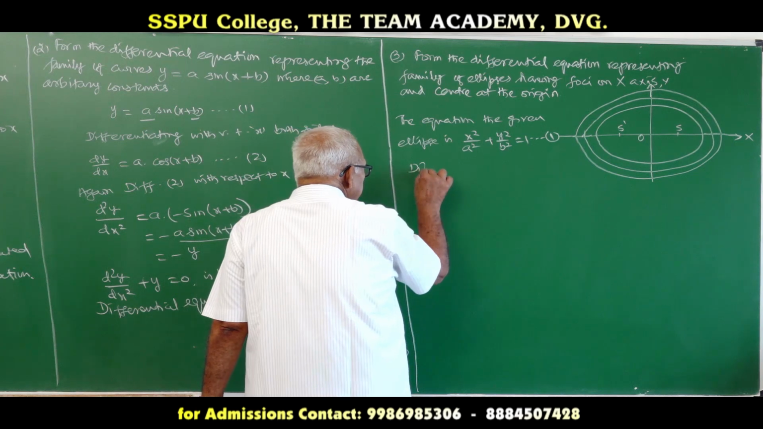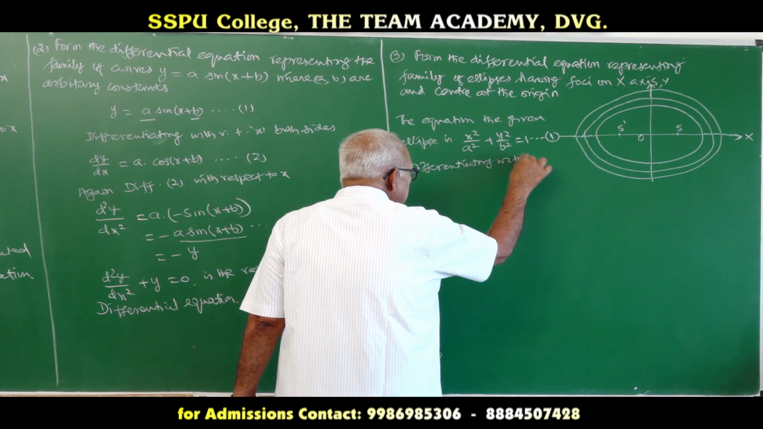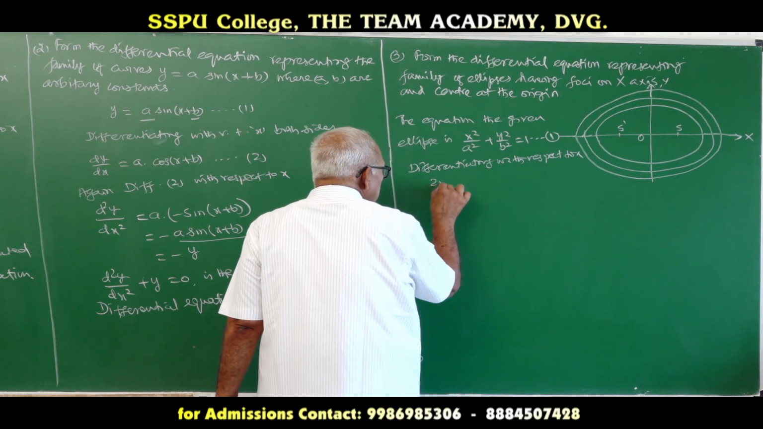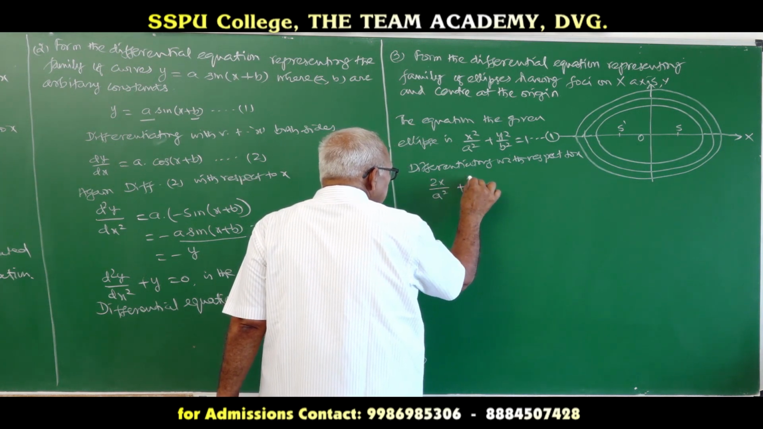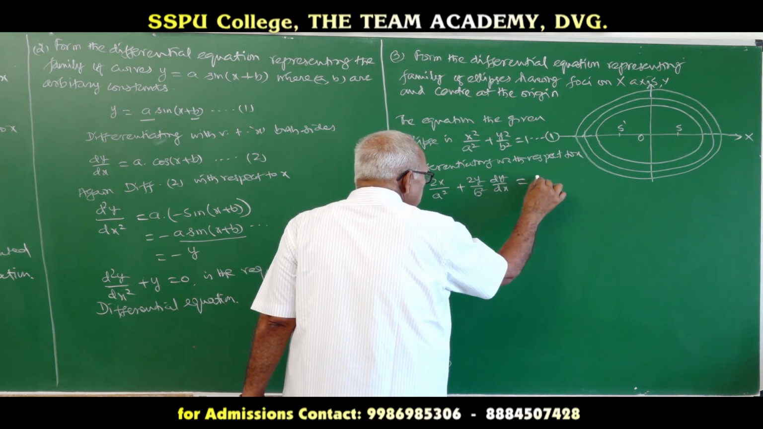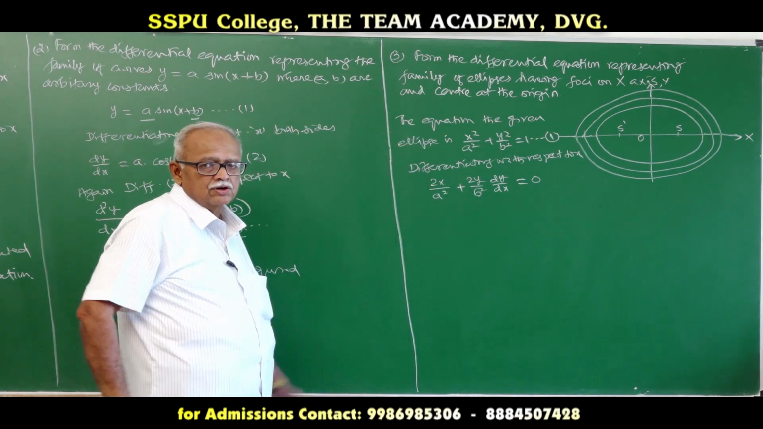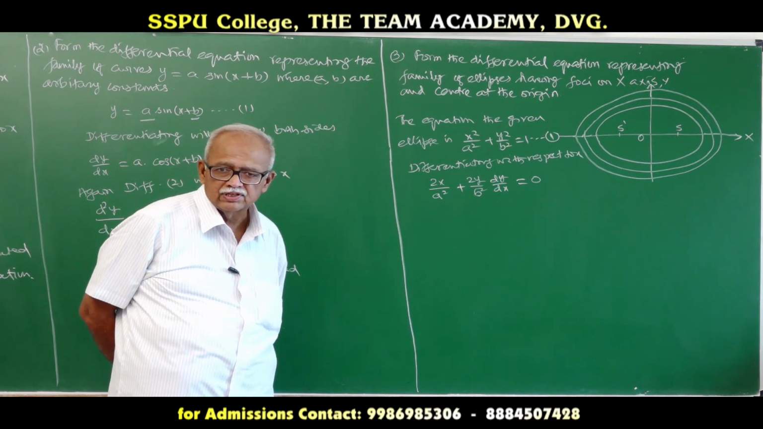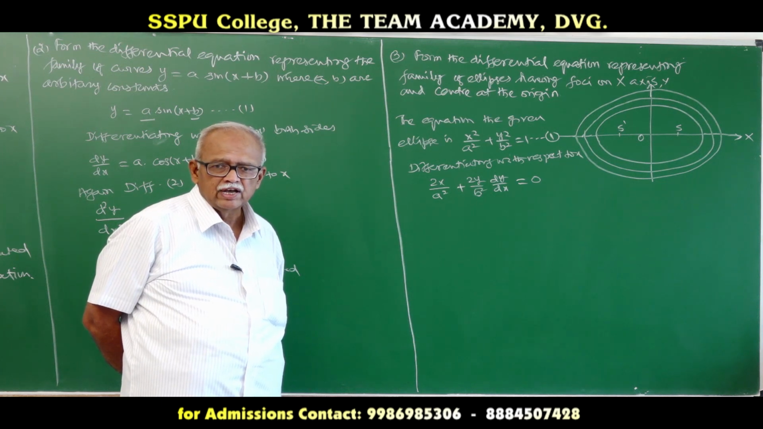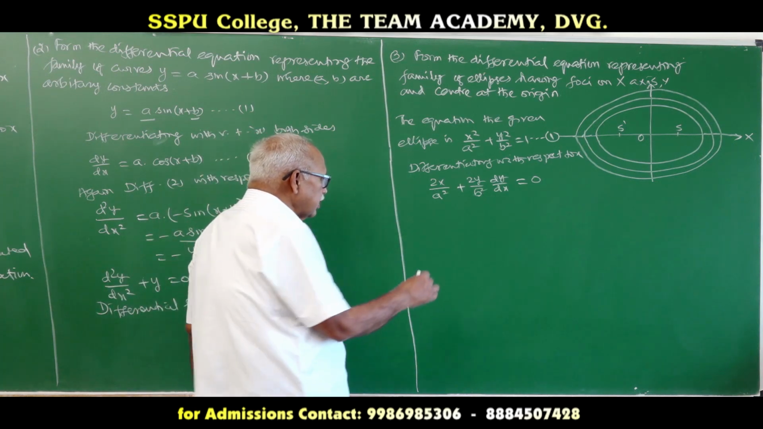Now, differentiating with respect to x, 2x by a square plus 2y by b square dy by dx is equal to 0, because the differentiation of constant 1 is 0. Now, we have to be very careful in this type of elimination of a and b. It will be tedious, otherwise we have some idea about this. Now, what we are going to do, you just watch carefully.